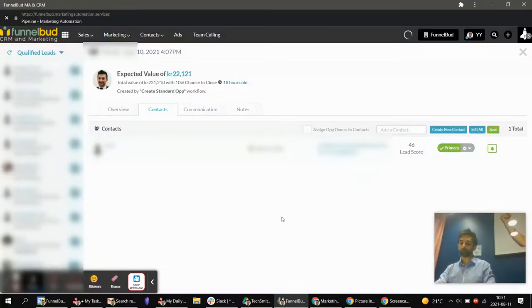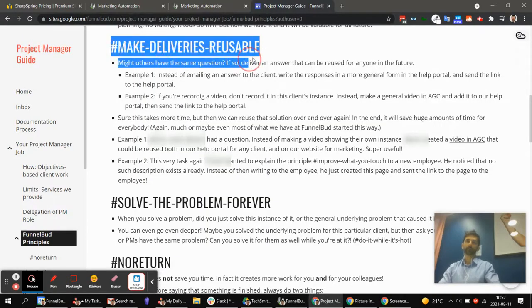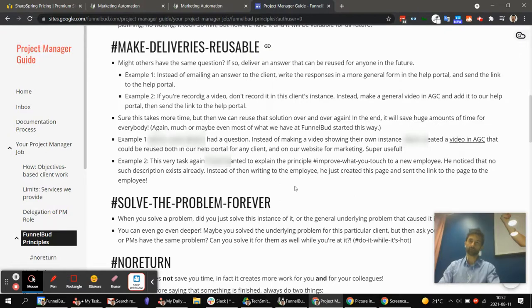Now, one of the principles that we use at Funnelbud is this one called make deliverables reusable. So, what that means in summary is that whenever one of our project managers or salespeople or developers or whoever does something where the principle or the method can be reused, we don't just do it and then forget about it. Instead, we make it reusable.